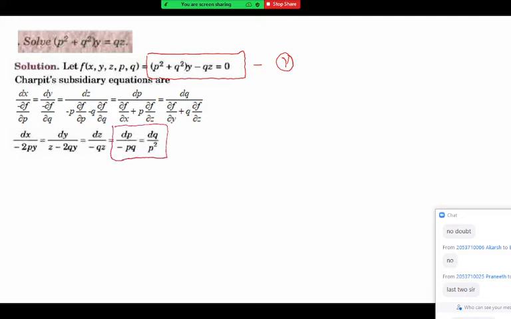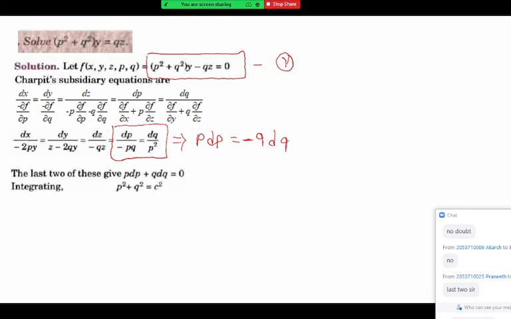If you observe the last two ratios, one of the p gets cancelled, and from the last two ratios we can write p dp is equal to minus q dq. Now you can integrate this and you will get this answer: p square plus q square equal to c square. Here the constant of integration is taken as c square. The choice is yours. You can take any one. Okay, p square plus q square is taken as c square.